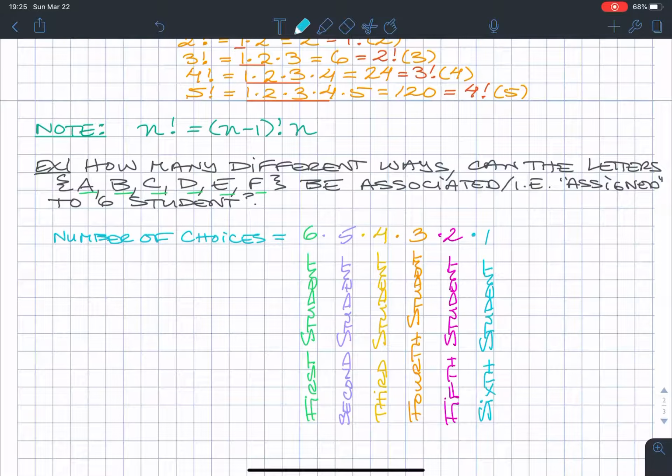Well, that looks like 6 factorial, which is a large number, so I'll just leave it annotated like that. So 6 students can be assigned 6 letters 6 factorial times, which if we look up here would be 6 times 120. So that's 720 if we care?